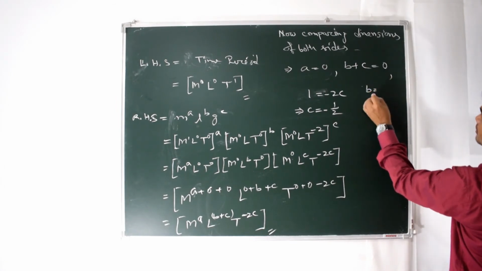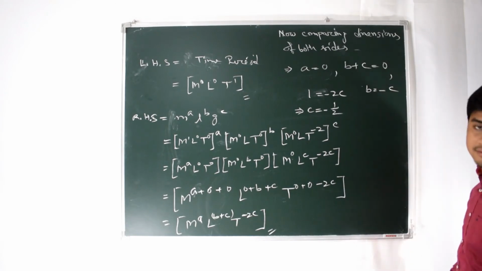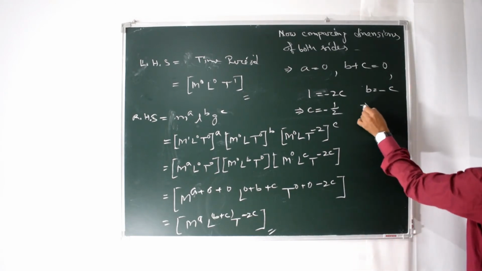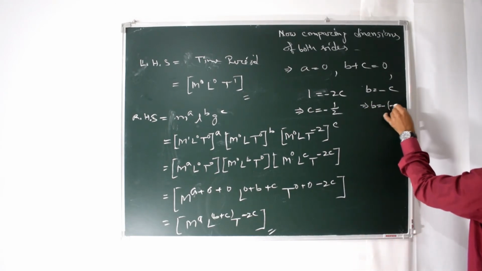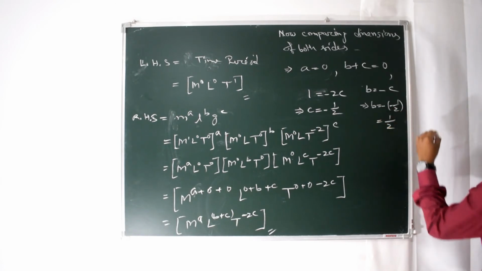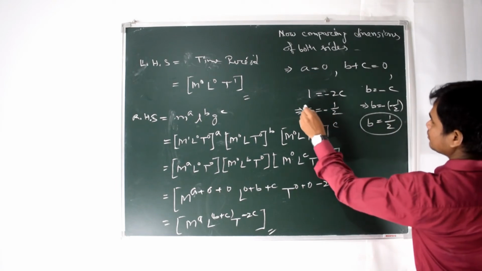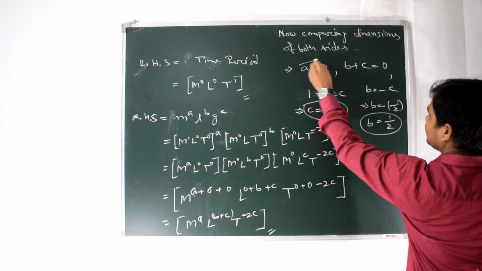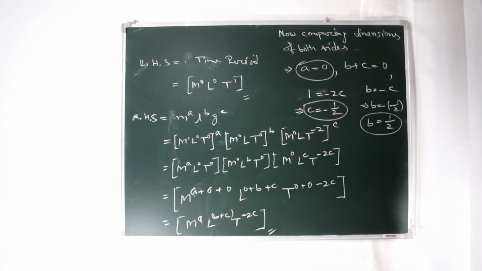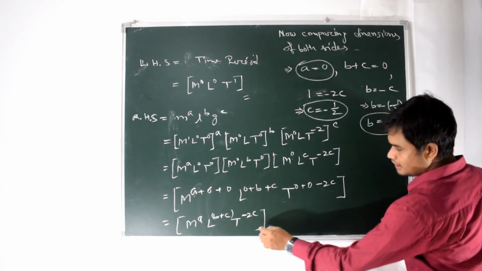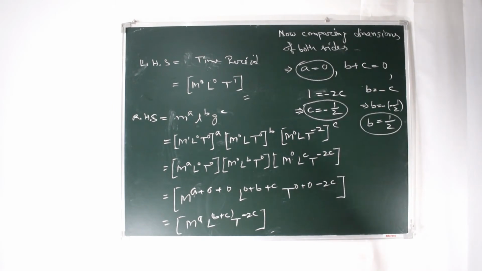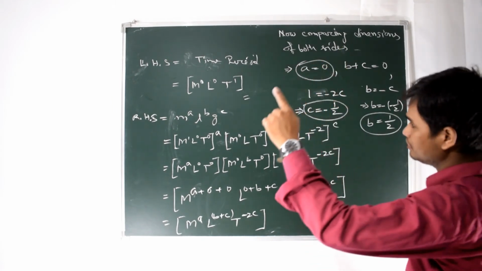Then B is equal to minus C. So B is equal to minus of minus half. So we got the value of B is half, the value of C is minus half, and A is equal to 0. Clear? Replacing these values in the previous equation.